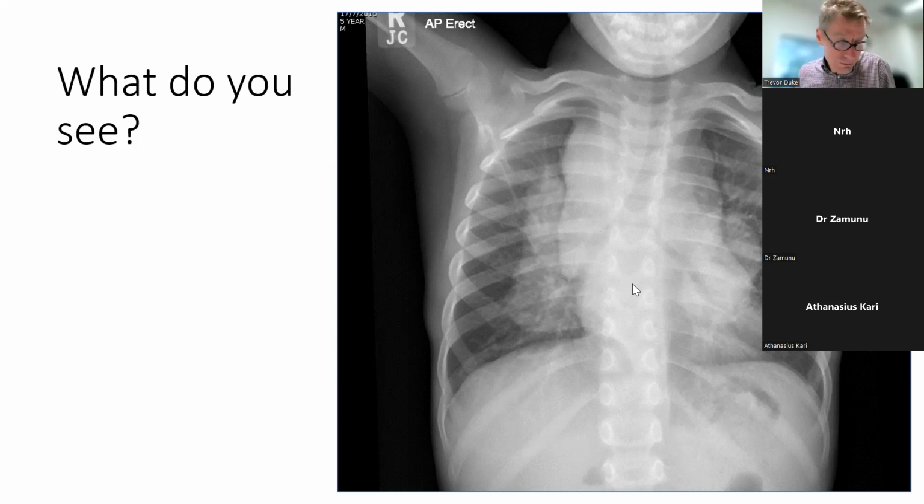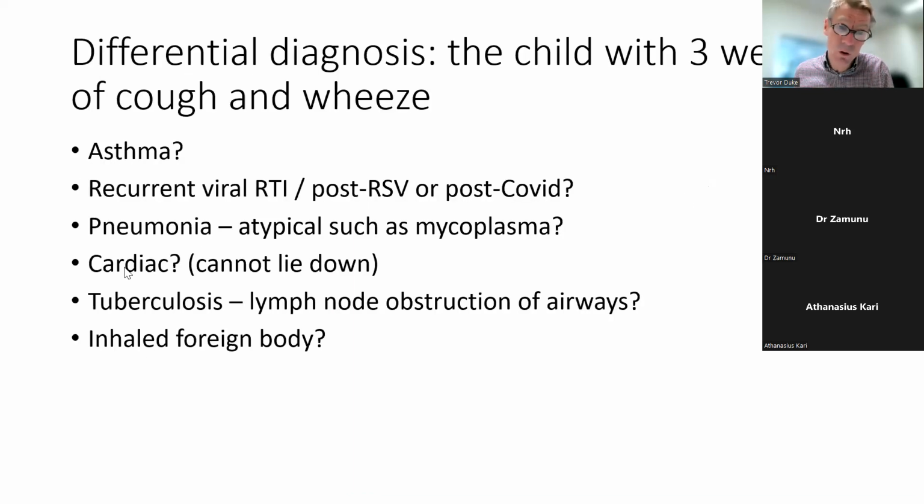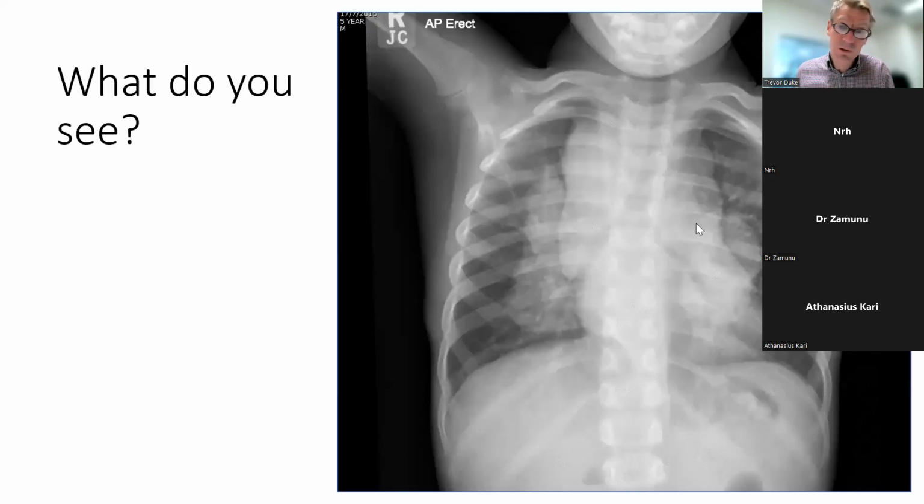But the point is, if you see a child who's got cough and wheeze for a prolonged time, then think of the more common things first, okay? Think of asthma or recurrent respiratory infections or chronic pneumonia or TB. Of course, think of them, but also think that there is a number of children who have mediastinal masses causing the same symptoms, and so get a chest X-ray and have a look.